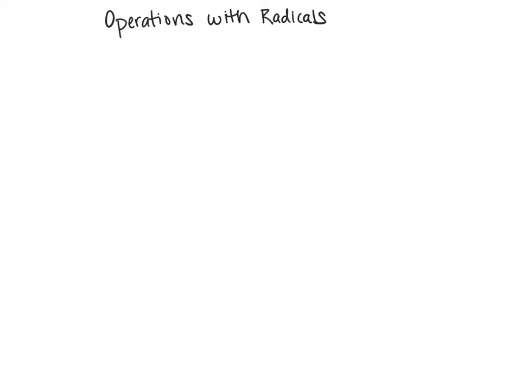All right, right now we're going to be working on operations with radicals. This is very similar to combining like terms with variables, but now instead of variables, we're going to have radicals. So for our first example, we are going to be adding 5 root 7 plus root 11 minus 8 root 7.